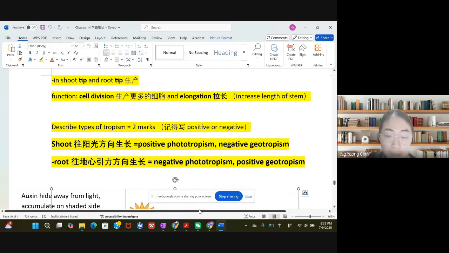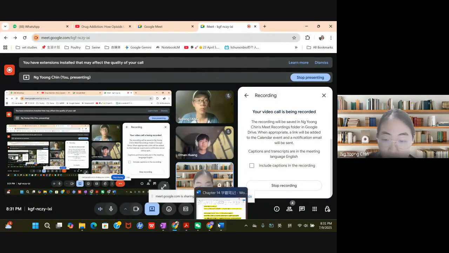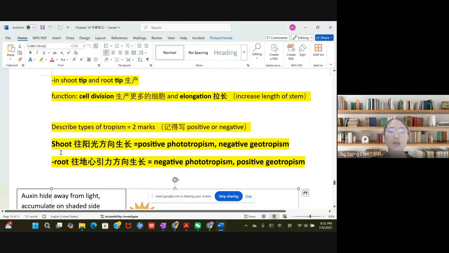Okay, I'm showing the screen, right? But on the root parts, they are growing toward the direction of gravity, but they grow away from the sunlight, because sunlight is on the upside, right? They just grow downwards. That means that they grow away from the direction of sunlight. So we call it what? We call it negative phototropism. Sometimes the question will ask you to describe the response of the shoot and the roots towards this tropism.